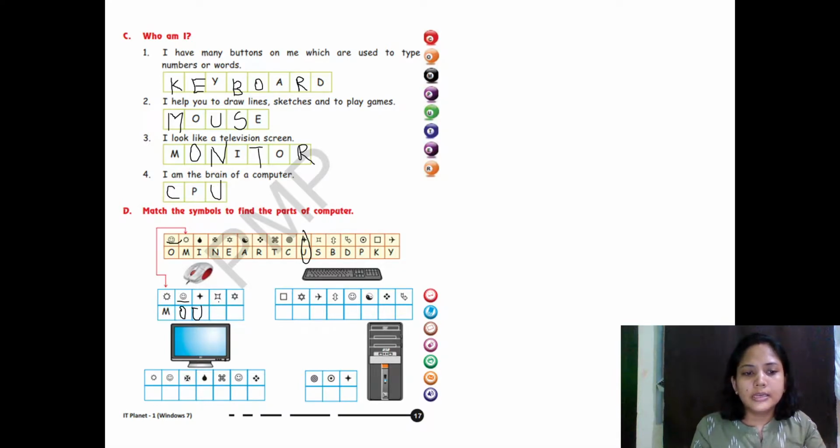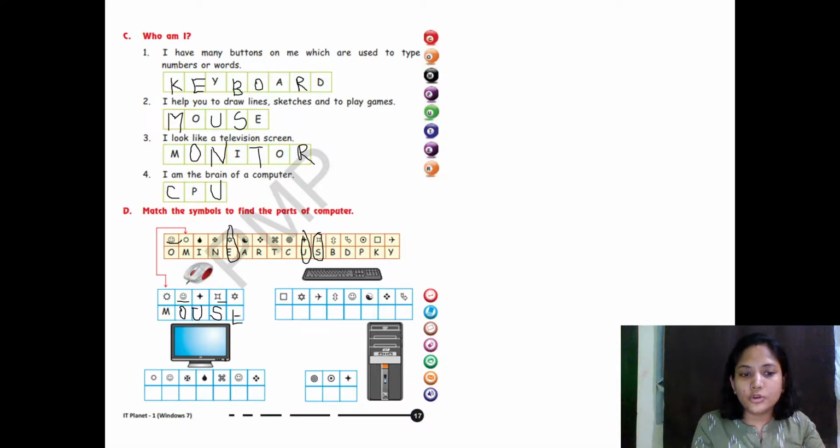Now where can you find this symbol? Yes, I found it. So I am going to circle this and I will write S here. Now where can you find this symbol? Oh yes, did you find it? I found it. It is here. So I will write E here.